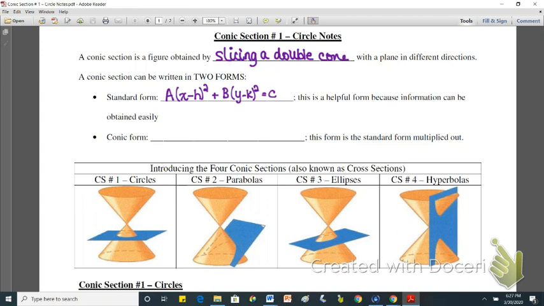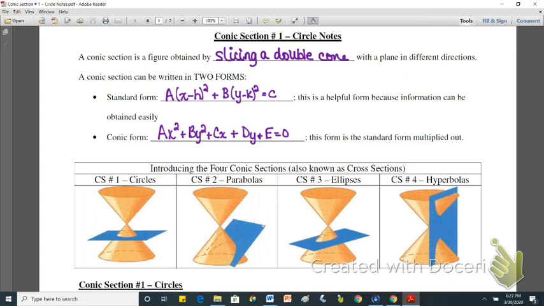Conic form is if I take standard form and I multiply it out and I set it equal to 0 and I combine all my like terms. So that would look like this: ax squared plus by squared plus cx plus dy plus e equals 0. Again, a, b, c, d, and e are just placeholders for my numbers.